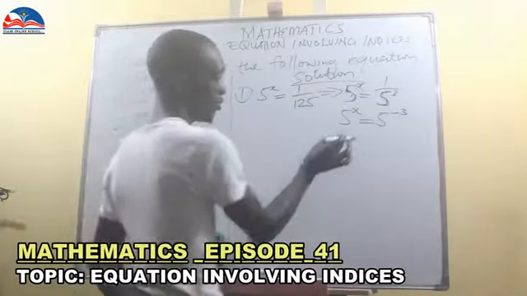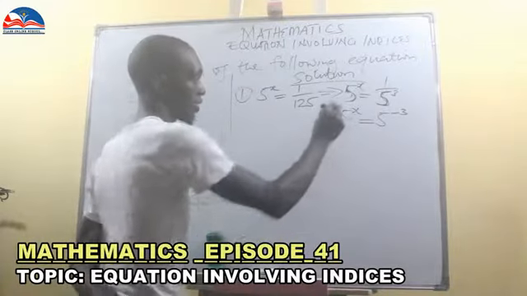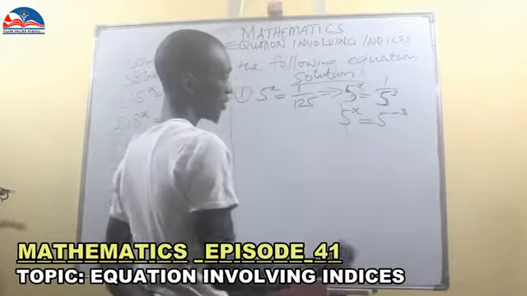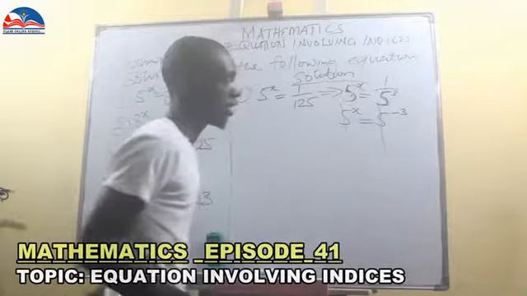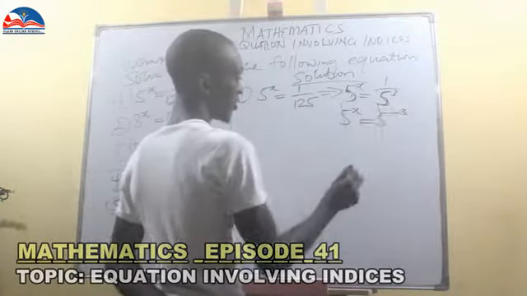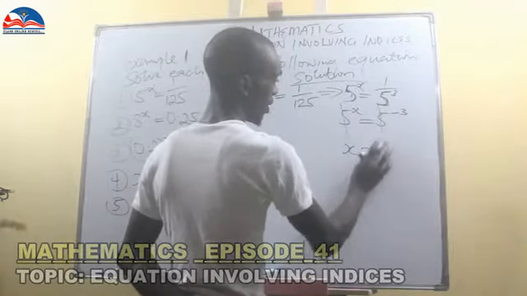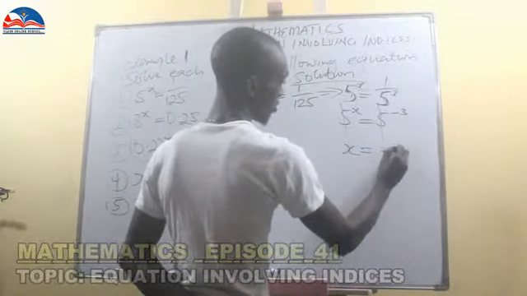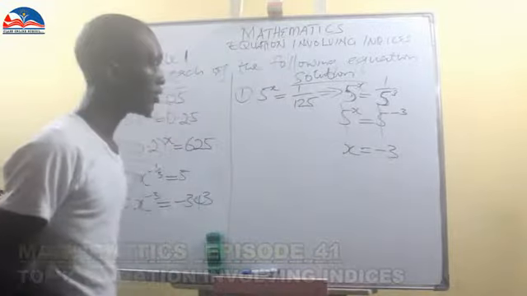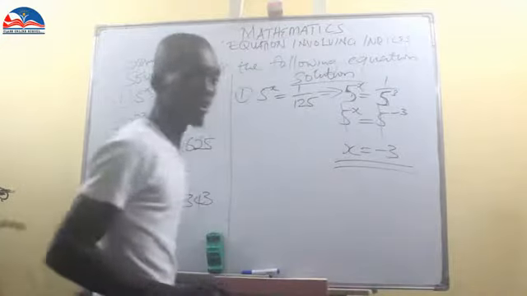So look at the same base. What I will do is cancel out the base. I'm left with x here and minus 3. So my x is equal to minus 3. And this is my answer.